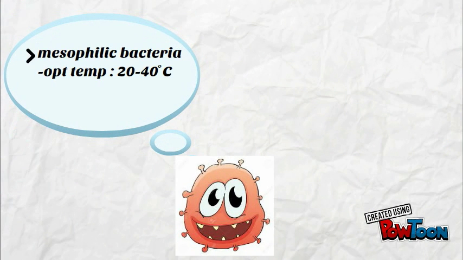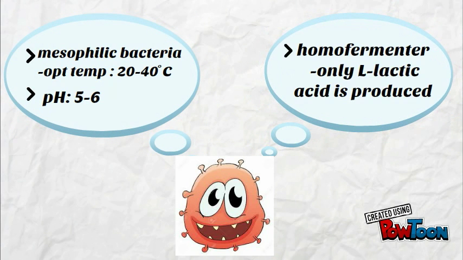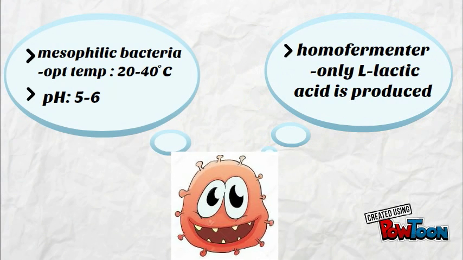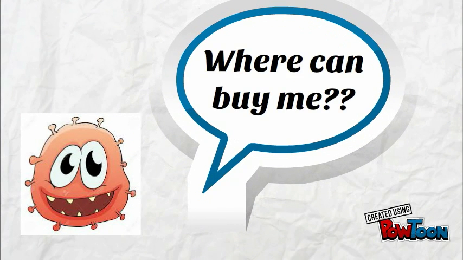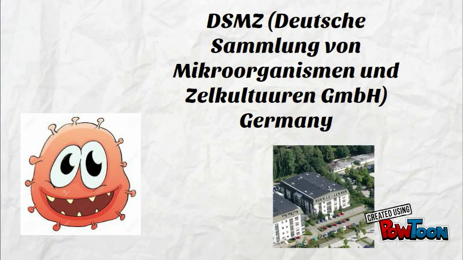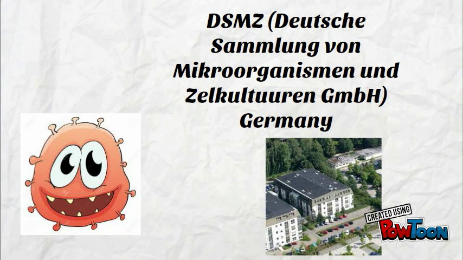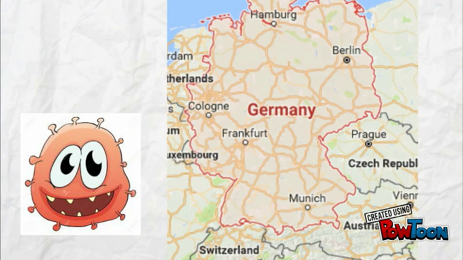Firstly, Lactobacillus is a mesophilic bacteria. Its optimum temperature is between 20 to 40 degrees Celsius. It can survive in pH 5 to 6. We choose Lactobacillus because it is a homofermenter, which means it only produces lactic acid. No other side products are produced. We purchase it from DSMZ, Deutsche Sammlung von Mikroorganismen und Zellkulturen GmbH, Germany.